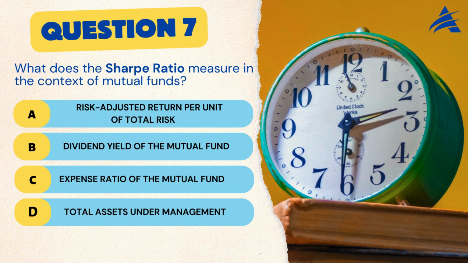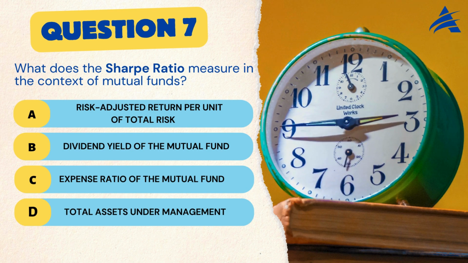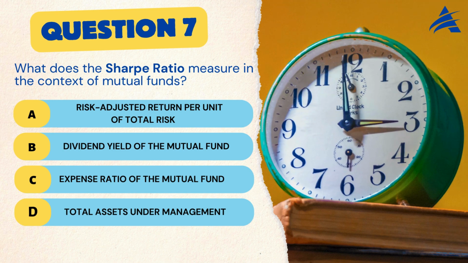Question 7. What does the Sharpe ratio measure in the context of mutual funds? A. Risk-adjusted return per unit of total risk. B. Dividend yield of the mutual fund. C. Expense ratio of the mutual fund. D. Total assets under management.